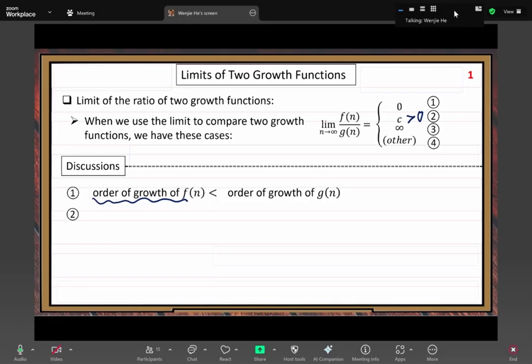All right, case 2. The limit of the ratio is a positive constant c. In this case, we say these two functions have the same order of growth. Try to feel about it. We only require c greater than 0, and we don't care how large c is. No matter whether c is 1 million or 1 millionth, a very small number or a very large number, if it is non-zero, if it is positive, then it doesn't matter. Both functions have the same order of growth.